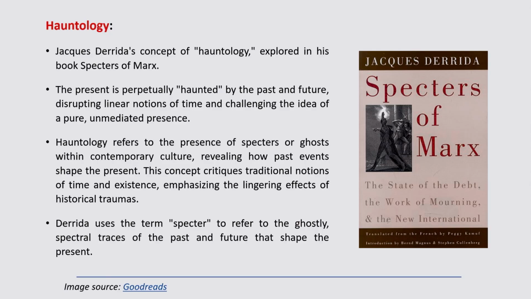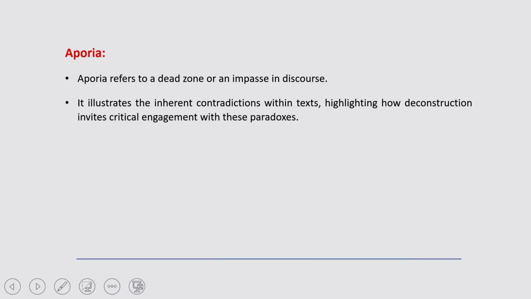Derrida frequently references the line from Hamlet, "The time is out of joint." He uses this line in order to illustrate the way hauntology disrupts linear notions of time. This suggests that the past, present, and future are not simply sequential, but rather exist in a state of constant interplay and disruption. Now, this way we come to another term, aporia.